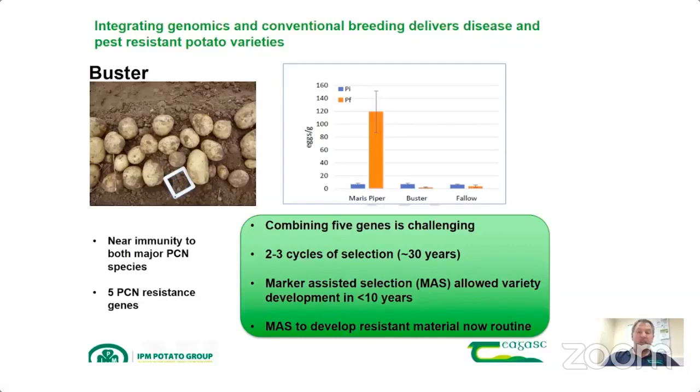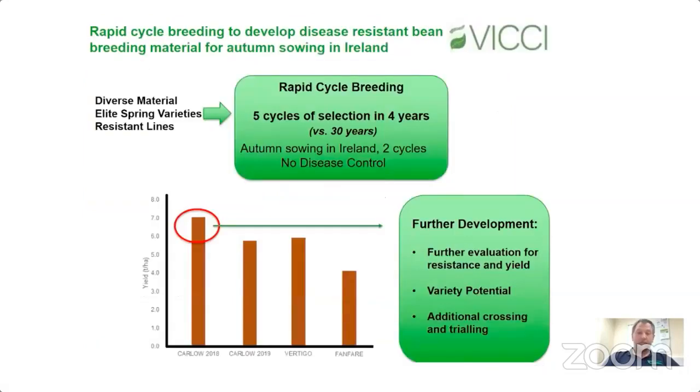And we now routinely use marker-assisted selection in the potato breeding program to develop disease-resistant varieties for various pests and diseases, including PCN, blight, viruses, and wart disease.